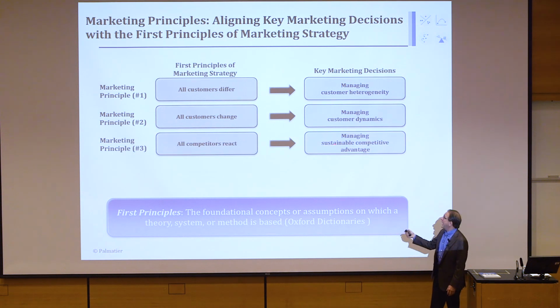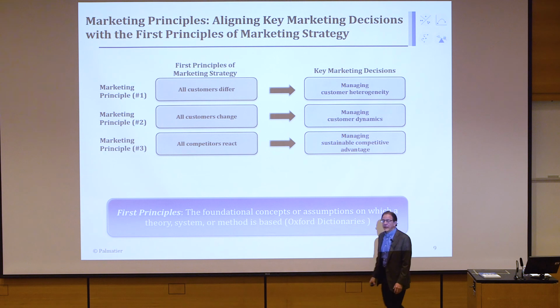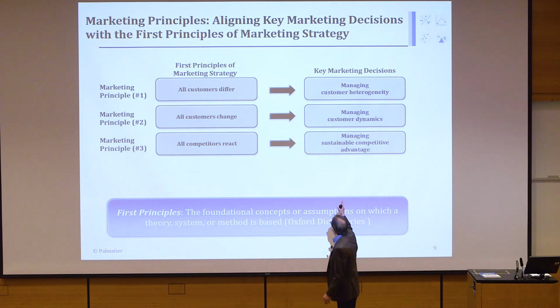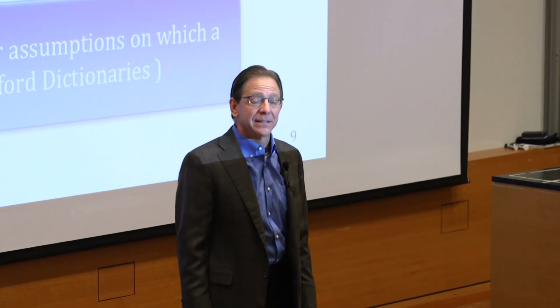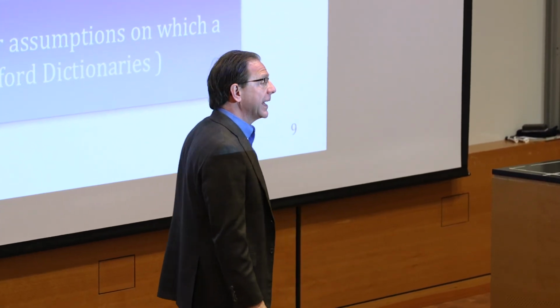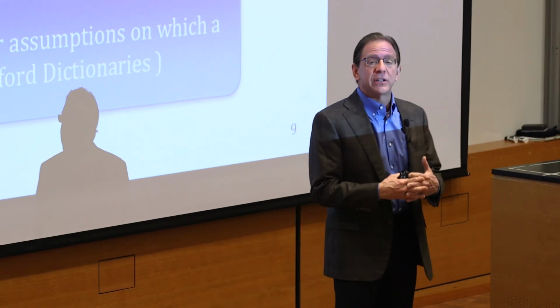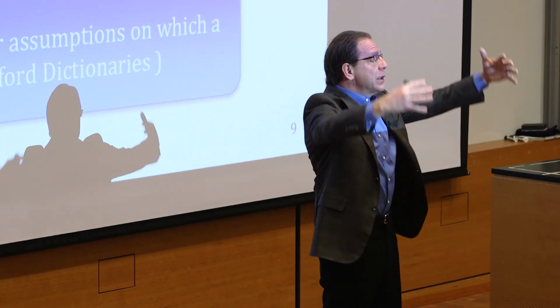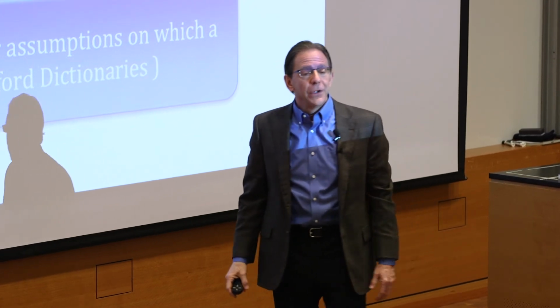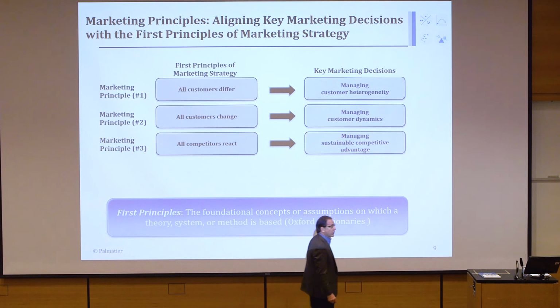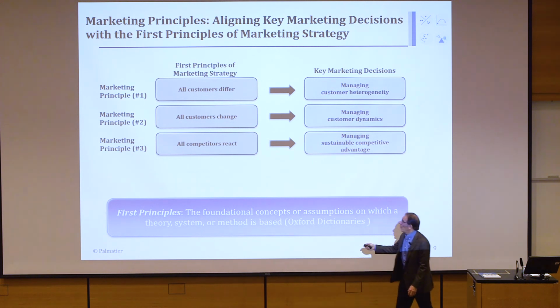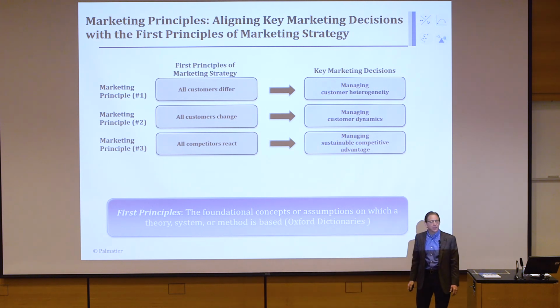Third, all competitors react. And the way we're going to deal with that is we're going to manage our sustainable competitive advantage. I'll often use an abbreviation for that: SCAs. SCAs is sustainable competitive advantage. Think of a sustainable competitive advantage as building walls around your business, or maybe a moat and walls. You're trying to protect your business because if you're successful, you know competitors are going to come after you. You want to have some way to repel them. And we're going to talk more. So you know competitors are going to react. This is how you build your barriers.